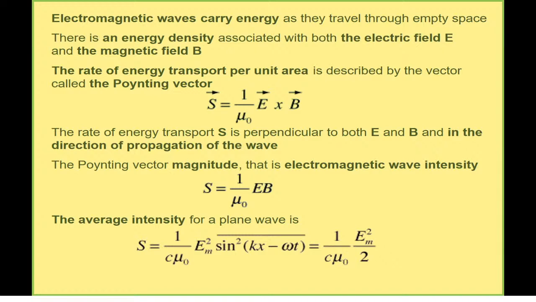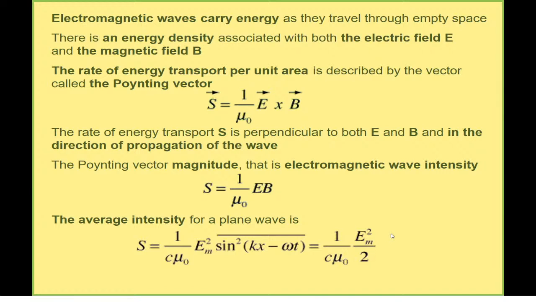We discussed already this as intensity. You might remember this from the acoustics. We said about the sound intensity. One more time, it is not different. It is the energy crossing the unit of the surface per unit time. That's all. And average intensity for a plane wave equals to this.